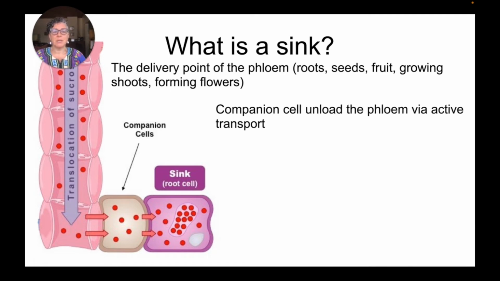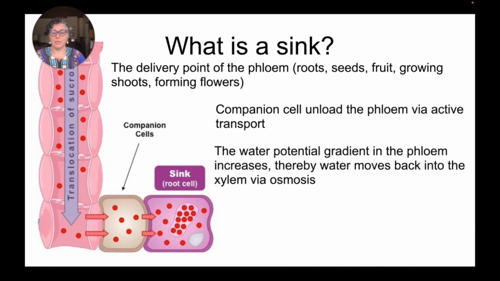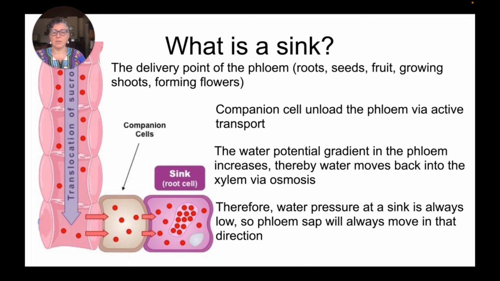So companion cells unload the phloem via active transport. Let's not forget the phloem sap has moved to the location. Those molecules are going to be pumped into companion cells and then into the sink location, in this case, a root cell. What this is going to do is increase the water potential gradient in the phloem, and therefore water is going to move back into the xylem via osmosis. So the water movement is all by osmosis due to potential gradient.